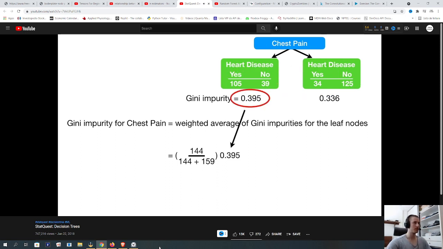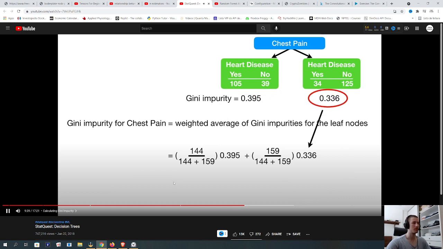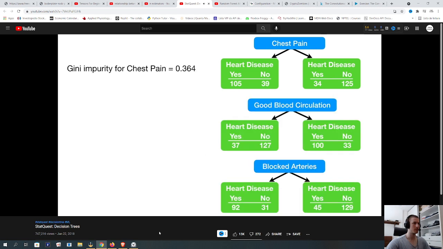We then multiply that fraction by the Gini impurity for the left leaf node. Then we take the total number of people in the right leaf node, divided by the total number of people in both leaf nodes. So it's very similar to deep learning neural networks. It's basically a weighted sum. But yeah, it's slightly different. And then multiply that fraction by the Gini impurity for the right leaf node. After we do the math, we get 0.364. Thus, the total Gini impurity for chest pain equals 0.364.